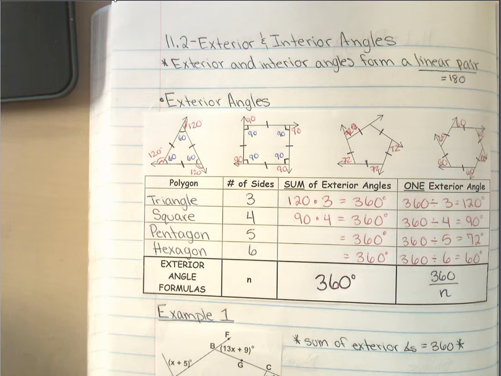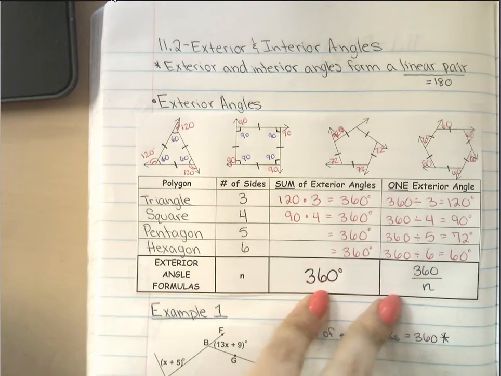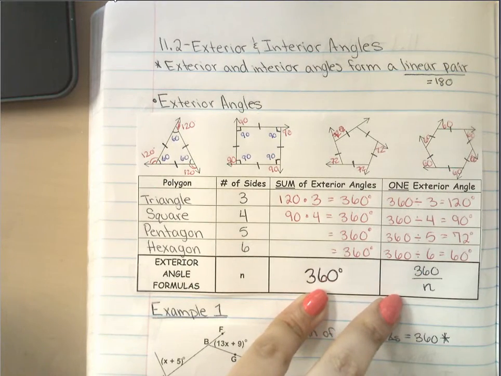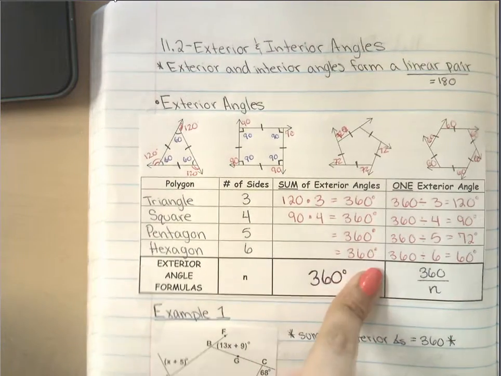Alright, so this section is 11.2, exterior and interior angles. In class we went over how we came up with the formulas for exterior angles and interior angles. So just a quick summary of what we did in class.